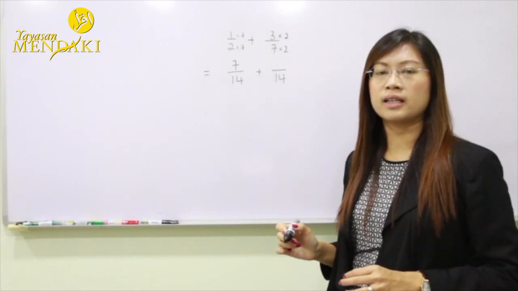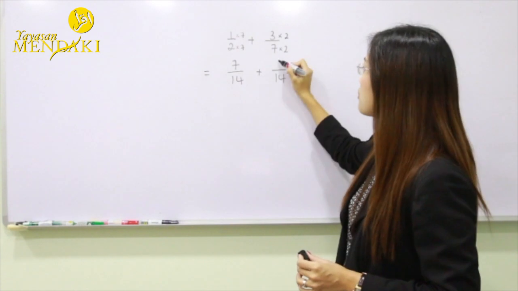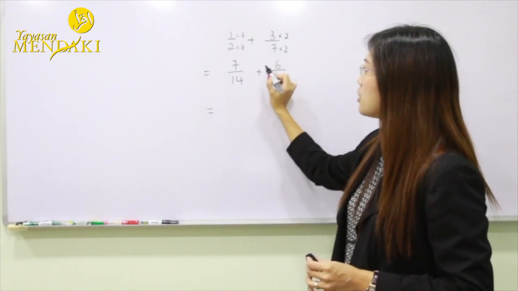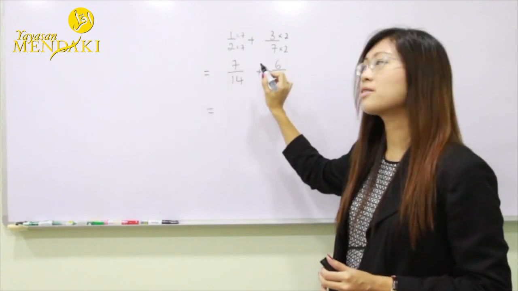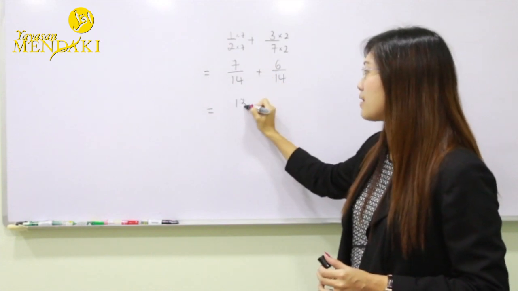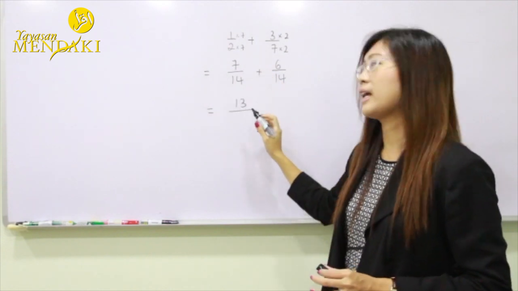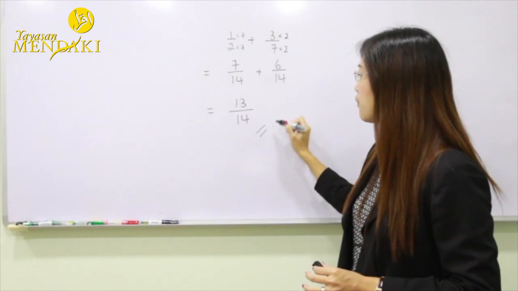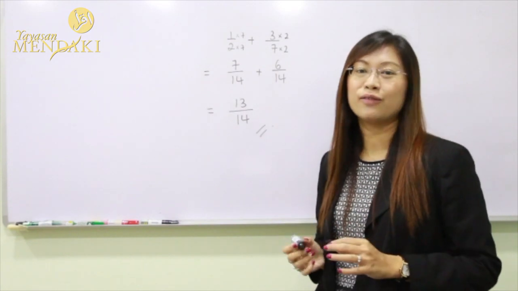You're going to multiply the 3 by 2, so that gets you to 6. And as a result, just sum up the numerators. So 7 plus 6 will be 13, and divide by 14. So the final answer will be 13 out of 14. Okay, so this is how the McDonald's method should be applied to the addition and the subtraction of fractions. I hope this helps the students.